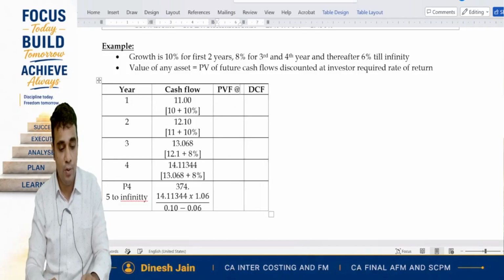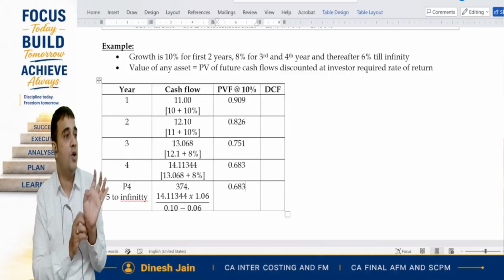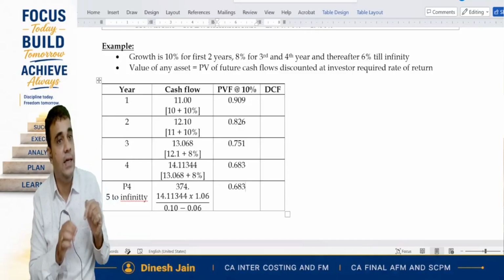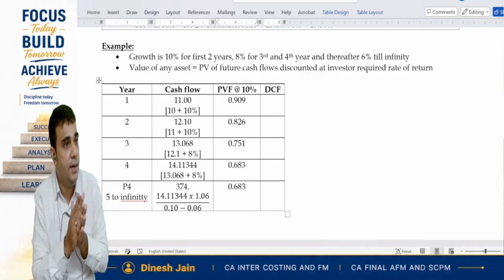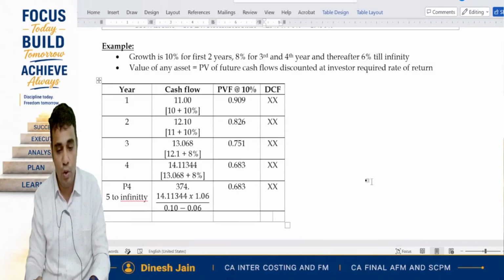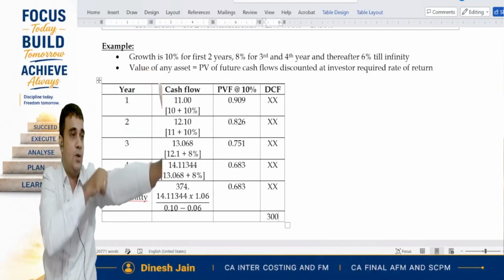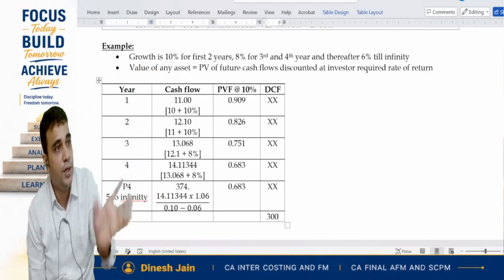I will discount this at 10%, which is 0.909, 826, 751, 683 and 683. Year 4, last year 4 and again year 4. 1 divided by 1.1. I don't want the multiplication value. Once you do all this, total let's assume is 300. 300 is the price. Total is 300. Then 300 is the price. What you need to do? Cash flow into PVF.